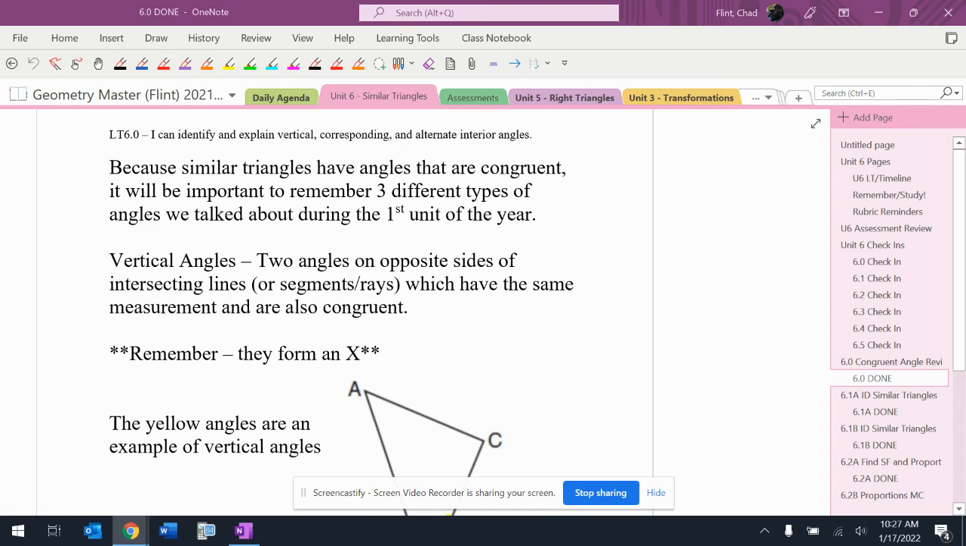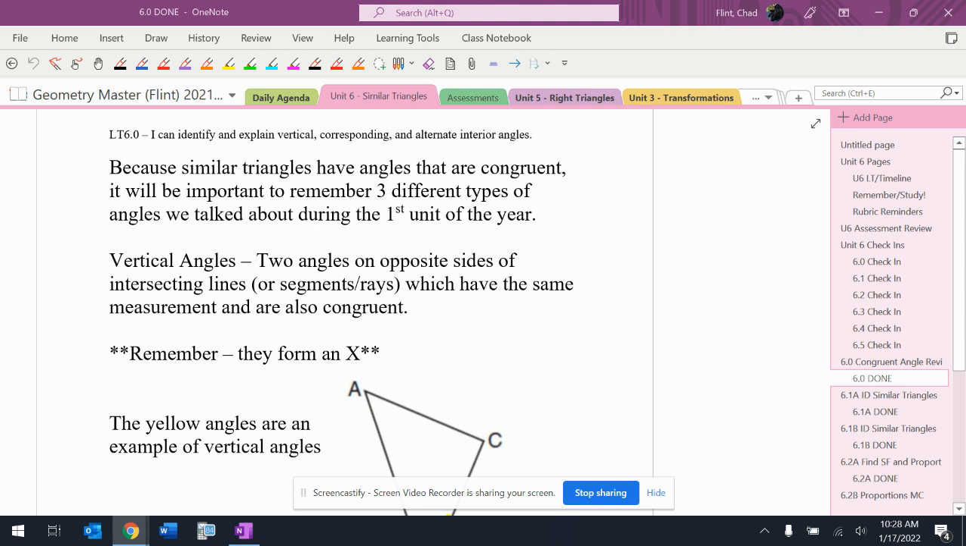So to start out this unit, we're going to have to talk about some different kinds of angles that we did earlier in the year because they're going to kind of cycle back around here, and we're going to need to be able to look for them. We're going to talk about similar triangles this unit. One of the super important things about similar triangles is there's going to be angles that are congruent to each other. We'll deal with that starting when we start talking about actual similar triangles.